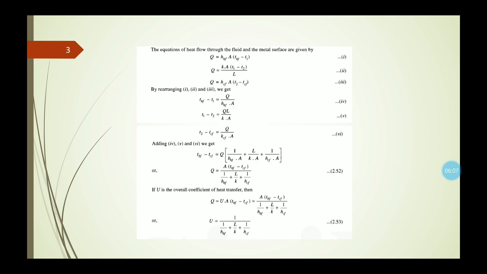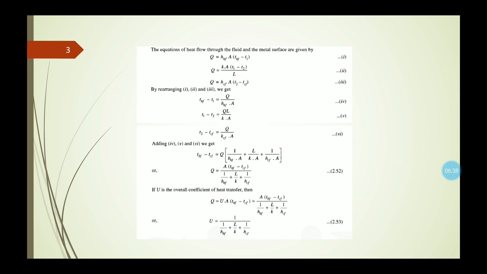in the left side of this equation, get only THF minus TCF. That is the temperature of the hot fluid minus the temperature of the cold fluid, because all the others, T1 and T2, will be cancelled. Now in the right side we have taken the capital Q as common, and after some steps, we are getting equation number 2.52.